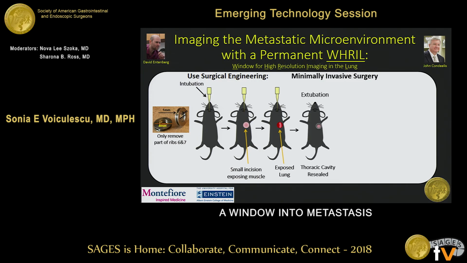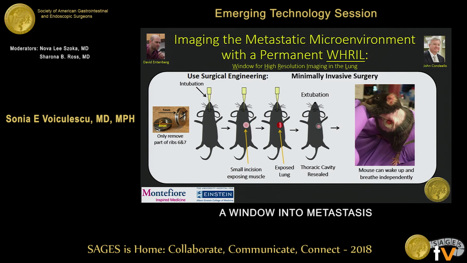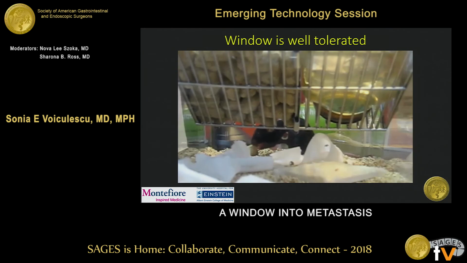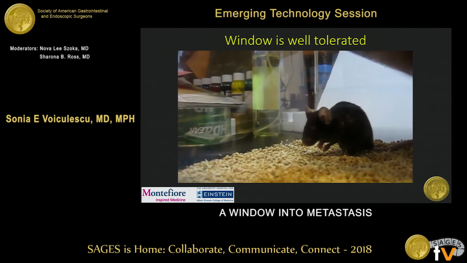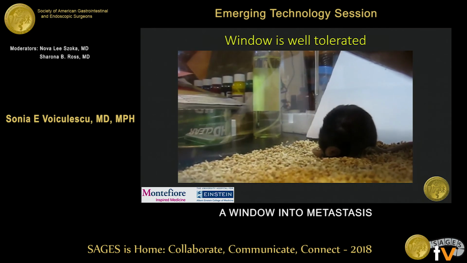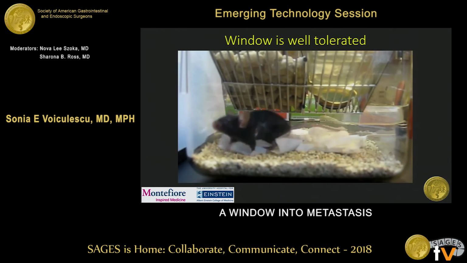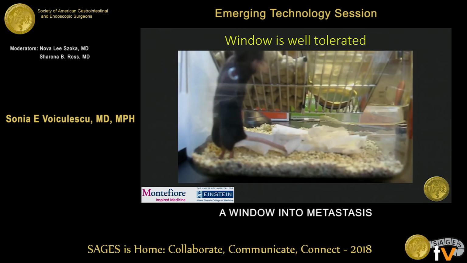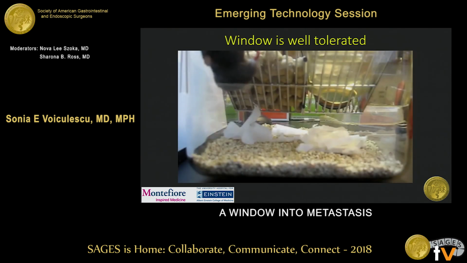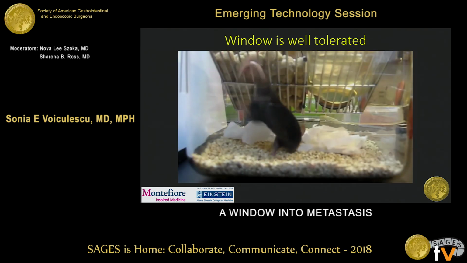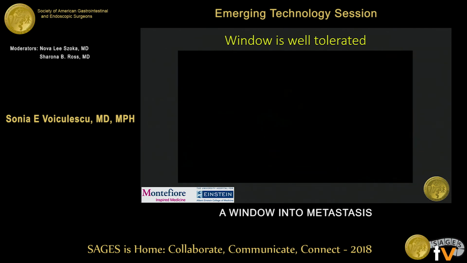And then the key is to completely close the thoracic cavity, reseal it in order to extubate the mouse so that the mouse can wake up and breathe independently, and the lung is completely inflated. So here's just a quick video of this permanent window and how the mouse behaves with it in place. And you can see after just a little bit of time of working with these guys how fond we can become of them. So this window has been validated, and now it's being used widely now in our lab.